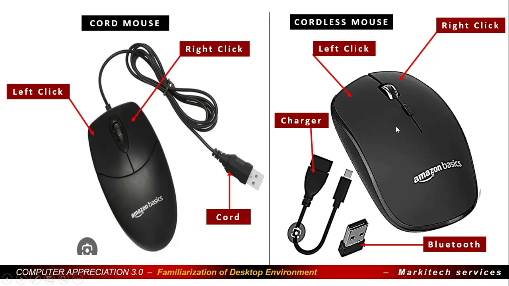The difference between the cord mouse and the cordless mouse is that the cord mouse is connected to the system with cords. Meanwhile, the cordless mouse does not have a cord. It's portable, you can place it anywhere, provided your Bluetooth device, which is this device, is connected to the system, and provided you always charge it using the charger. So that's the difference between this and this.